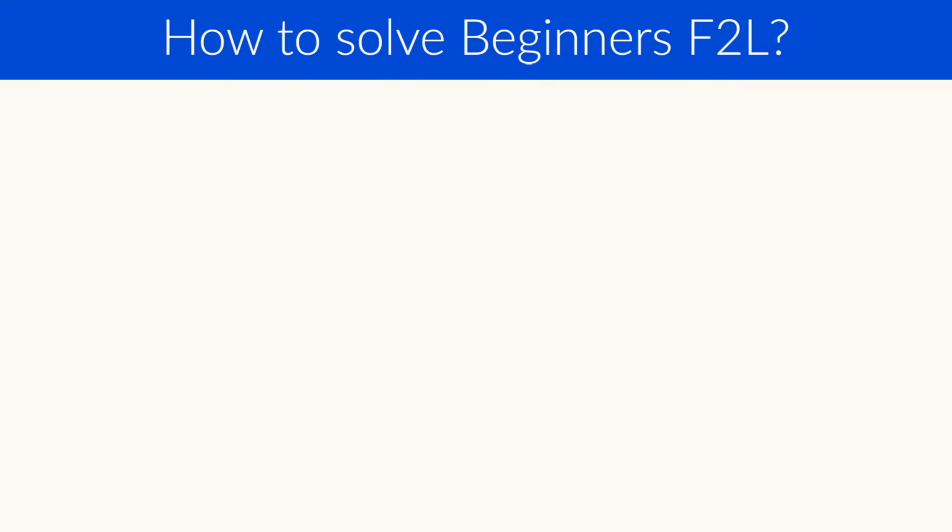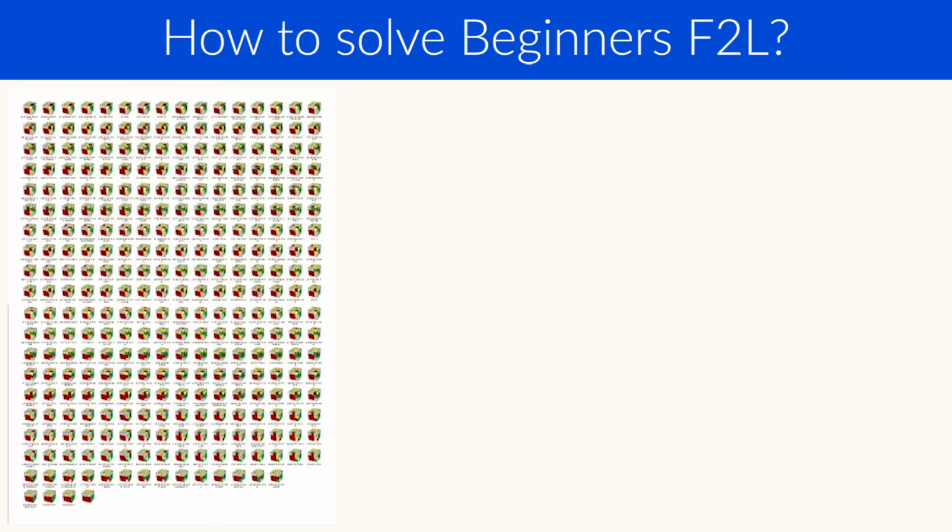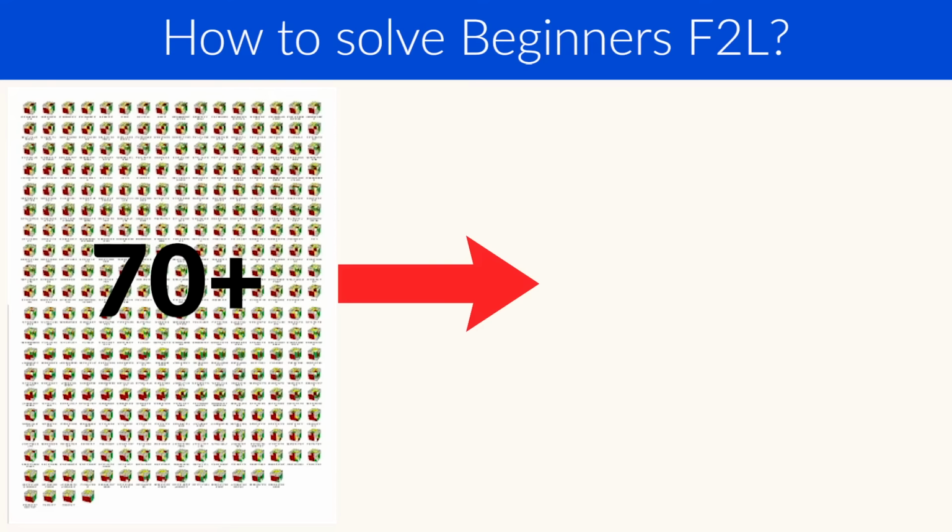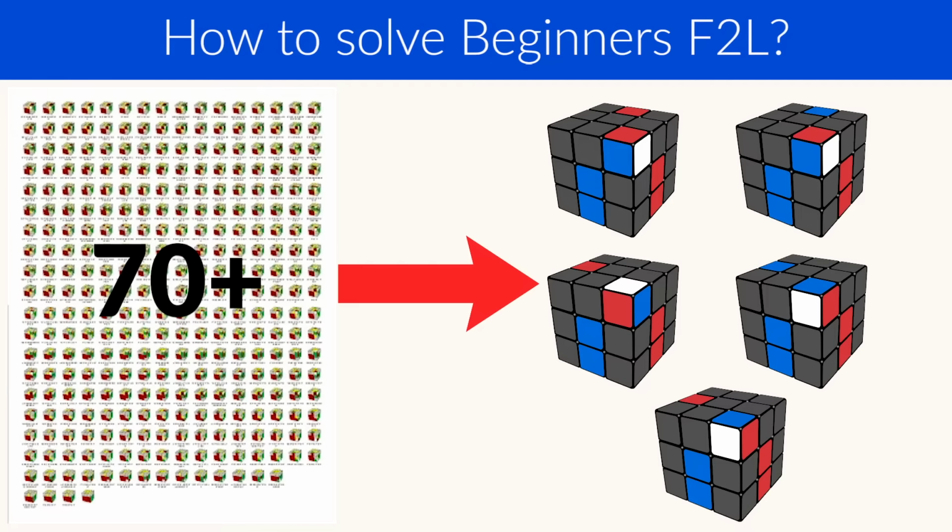So how do we actually solve F2L? Well, for beginners F2L, we'll do this by simplifying the 70-something different F2L cases into just 5 simple scenarios. Once you learn those 5 cases in this video, you can easily do F2L every single time. And I'll show you how to convert any single F2L case into one of the basic 5.